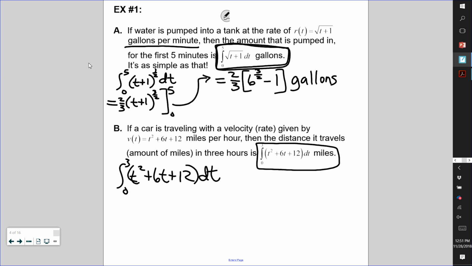And then we need to go ahead and find the antiderivative. So what's the antiderivative? T cubed over 3 plus... It's 12, don't say that. 3t squared. You've got to learn to substitute. That's okay. That's one of those things I want you to learn to do.